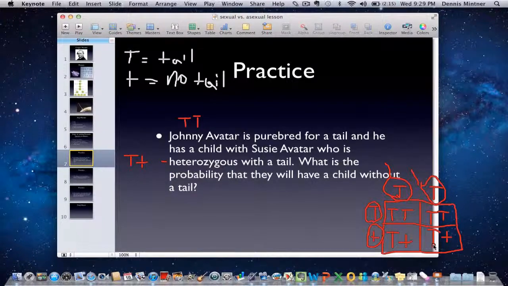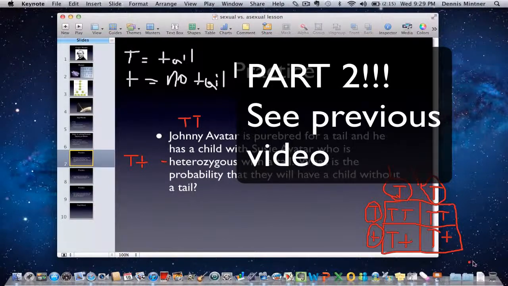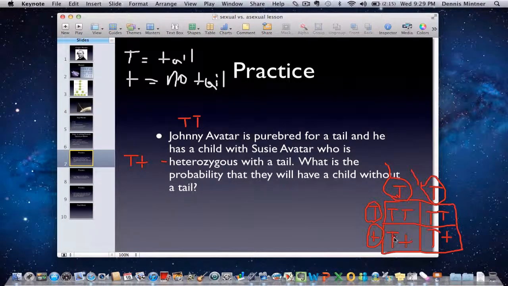This only tells probability. It doesn't tell what's actually going to happen. It tells probability. All 4 of these, that's 100% chance, will have a tail. So the probability of them having a child without a tail is none of these. So the answer would be 0%.